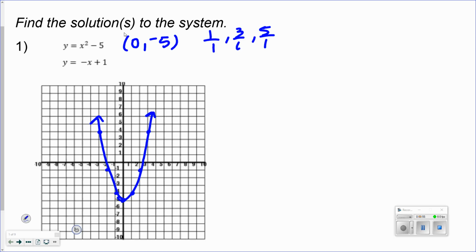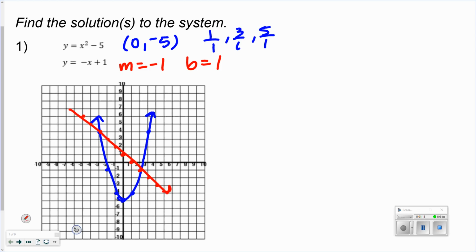The second equation is a line, so a line is going to have a slope and a y-intercept. So our slope is -1 and our y-intercept is +1, so we start at the y-intercept, which is 1, and then we use the slope, go down 1 over 1, and then the reverse, go up 1 and to the left 1, and connect your points.